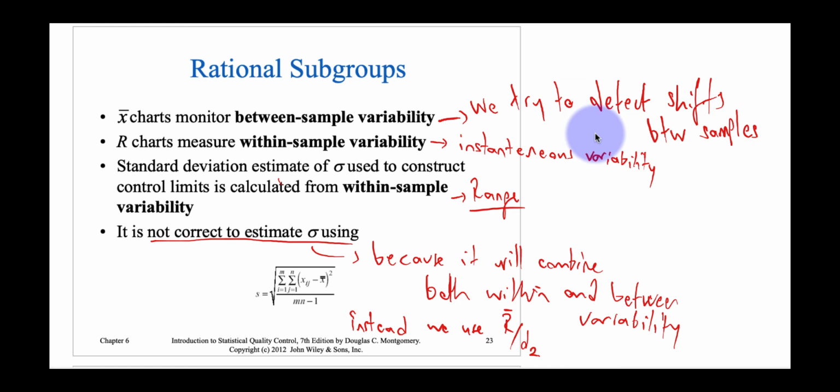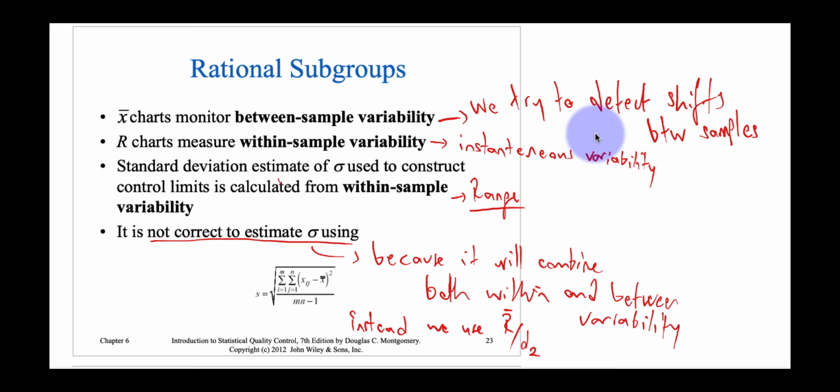But we do not want this because they are different things. When we talk about between sample variability, we can have some shifts, and if there are some shifts, we can expect that the variability will change and it will mislead us. The variability will be much more than the actual one. So we do not want to use the sample standard deviation when we construct our control charts.